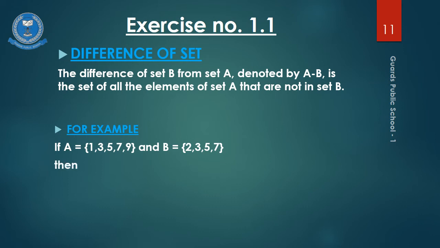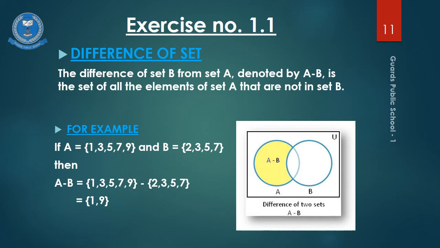So the difference of set B from set A will be found by subtracting the elements of set B from set A that are also present in set A. Therefore, 3, 5 and 7 will be subtracted from set A, and the remaining elements of set A, that are 1 and 9, will be A minus B. As you can see in the diagram, the remaining part of set A is colored, which shows the difference of set B from set A.